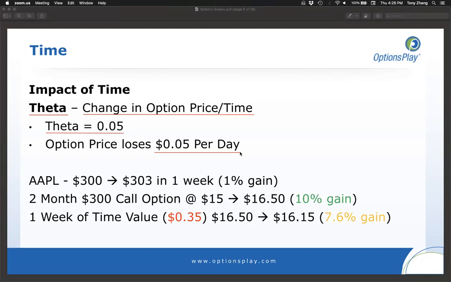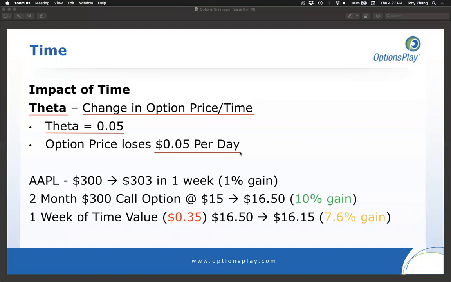And obviously we can't control time. Time will march on. So theta just gives us an understanding as to how fast the option will decay, or what we call time decay. And if you've ever heard of the term time decay, please type yes into the chat window.